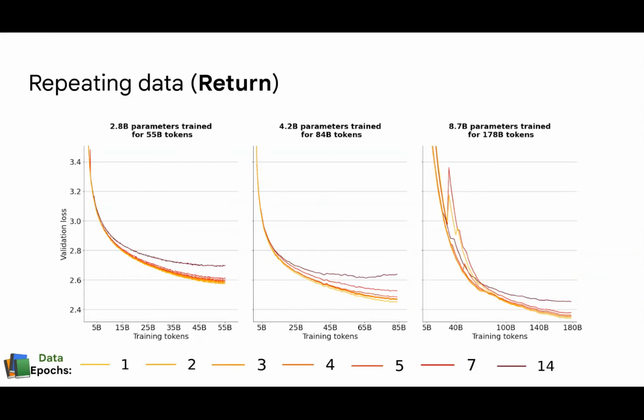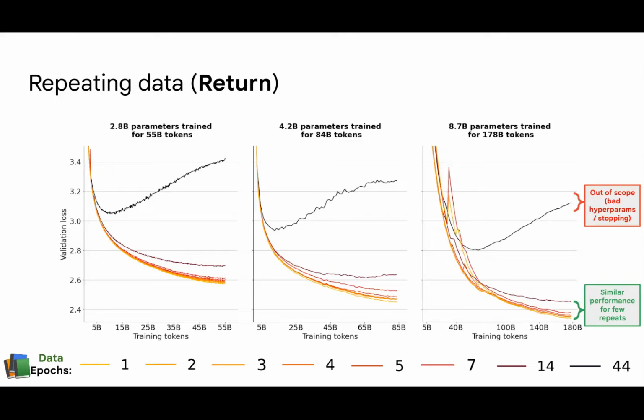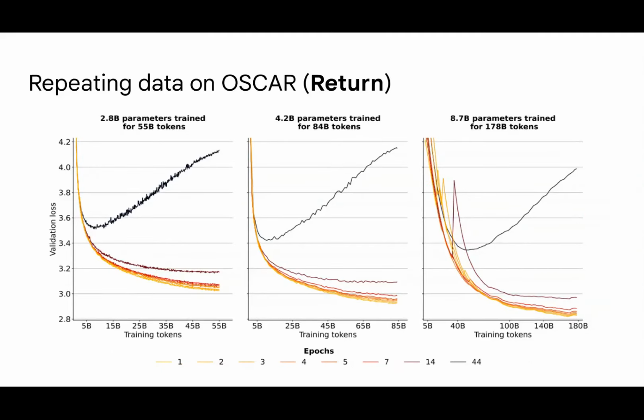However, with more epochs, performance gets significantly worse. At 14 epochs, there's a major divergence in loss. And when we repeat the data up to 44 times, things have gone totally wrong.